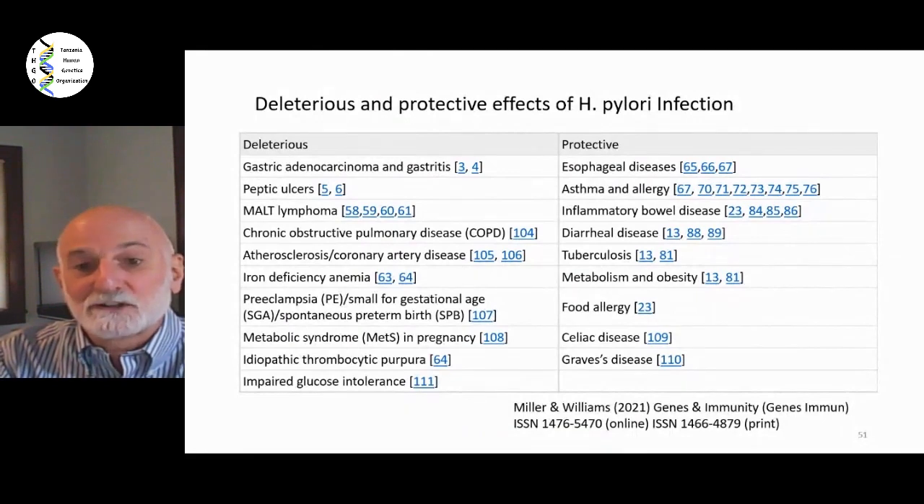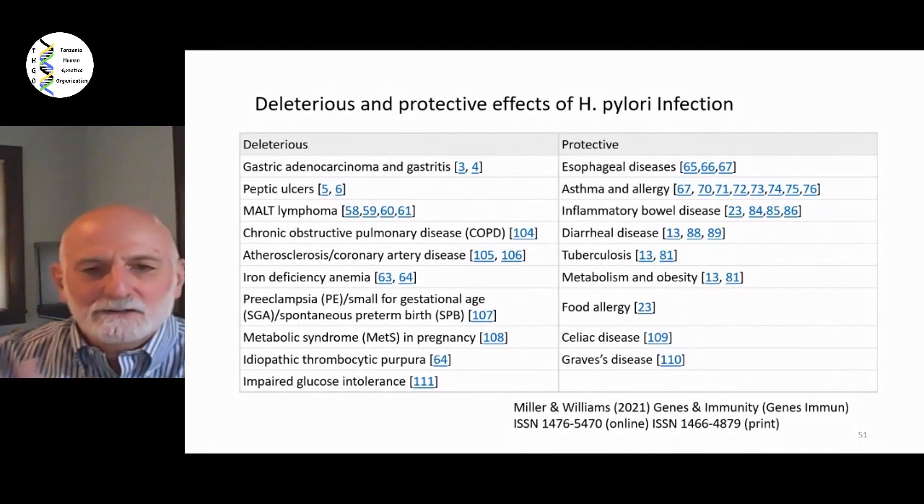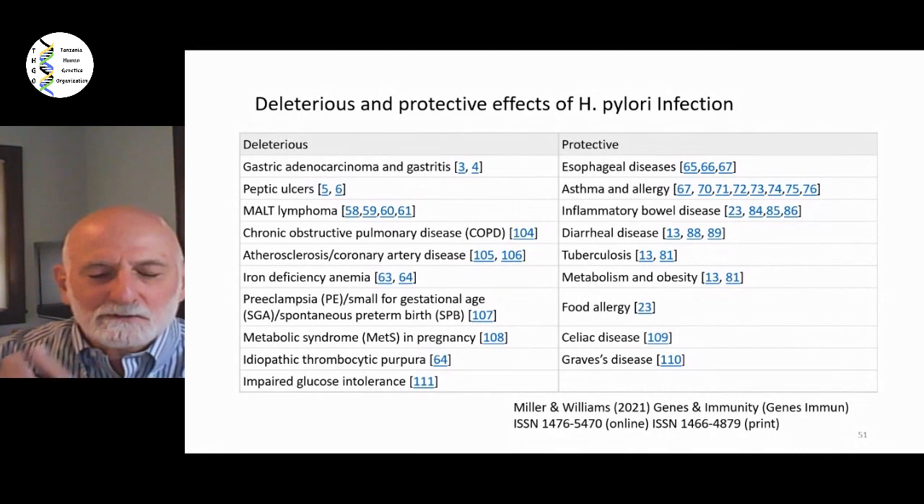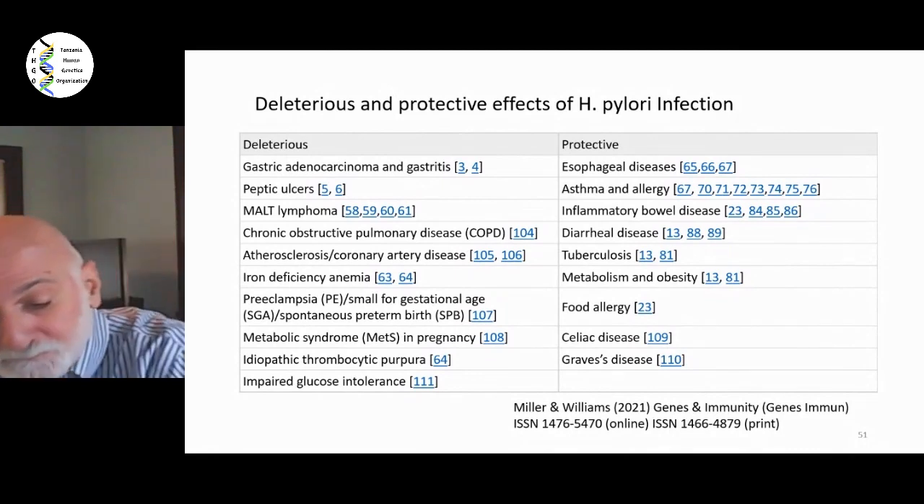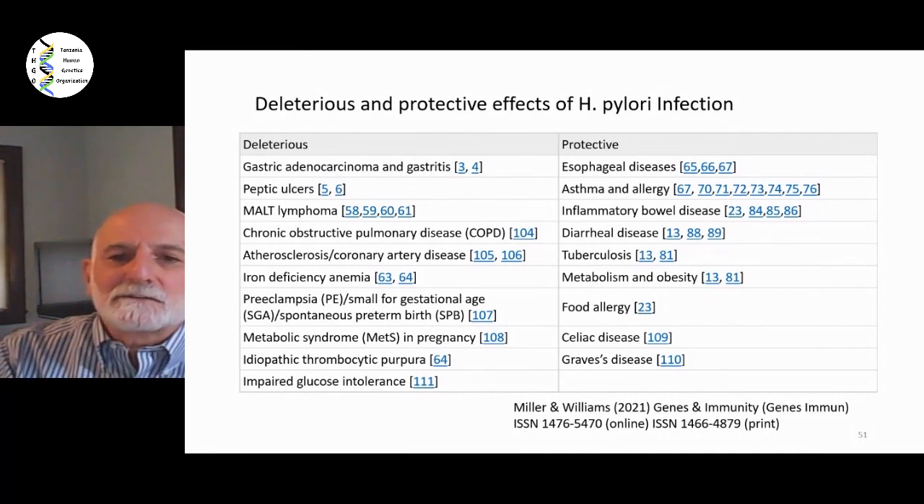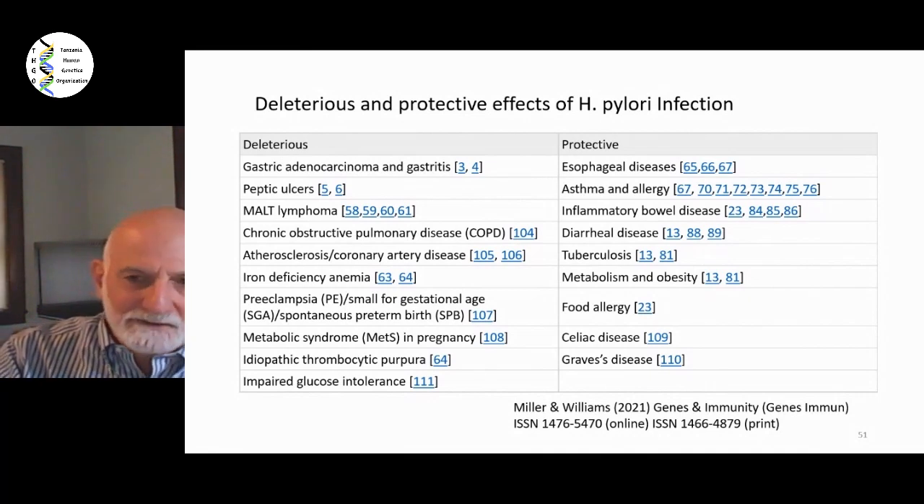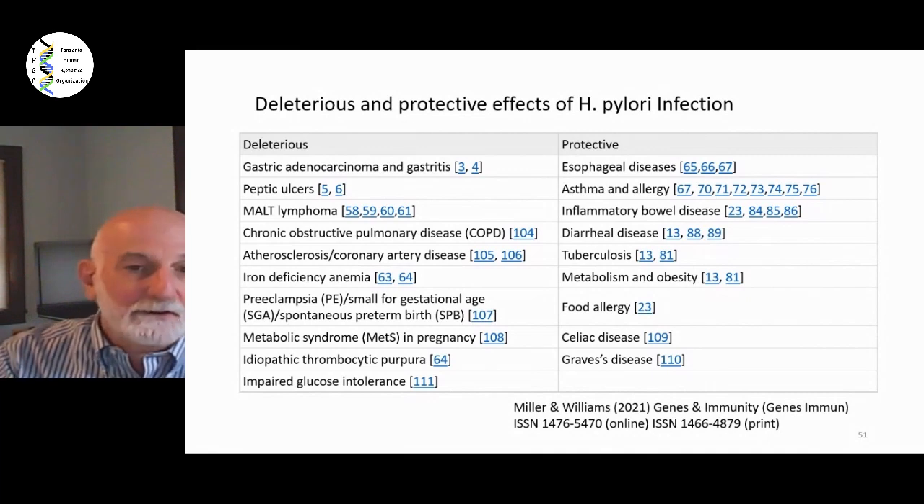H. pylori protects from tuberculosis, food allergies, and celiac and Graves' disease. So we have a system where we can start assessing who we want to actively eradicate H. pylori in, relative to the downsides of doing so, and relative to the upside if they're going to have a very severe disease and a high probability of developing gastric cancer.